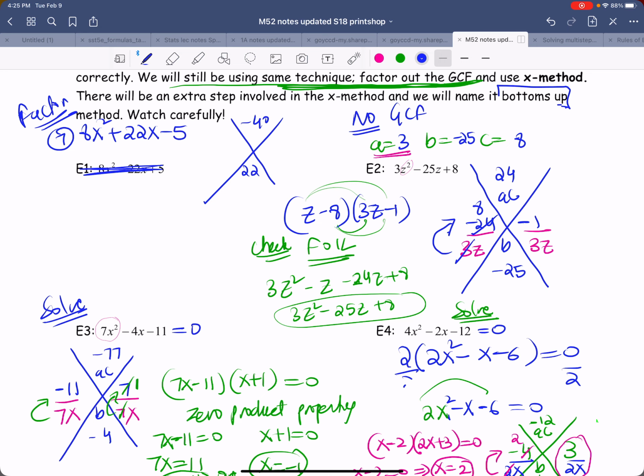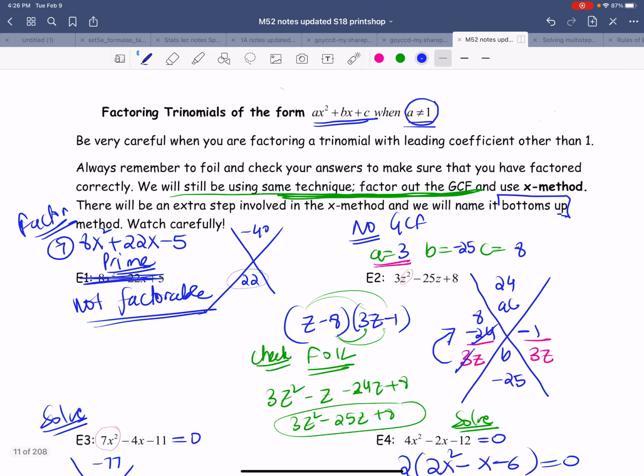If I make both of them negative, then they will multiply to positive 40. But if I make one of them negative, then they won't add up to 22. So you can try playing around with different numbers and you will see there isn't a pair that will multiply to give me negative 40 and add up to give me positive 22. So that means this polynomial is prime. It's not factorable. Prime also means not factorable. All right, that's the end of this video.